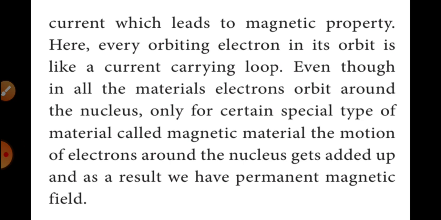Then the second one is in all the materials, electrons revolve around the nucleus, right? Electrons revolve around the nucleus. But in some materials, if we take a certain special type of material, around that nucleus the electrons get added up, electrons around the nucleus get added up. As a result we have a permanent magnetic field.